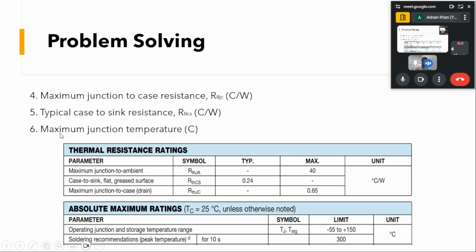And also what we have to see is the maximum junction temperature. As you can see here, the operating junction and storage temperature range varies from -55 to 150 degree. So the maximum junction temperature will be equal to 150 degree. So the answers to these questions are 0.65, 0.24 and 150 degree centigrade.